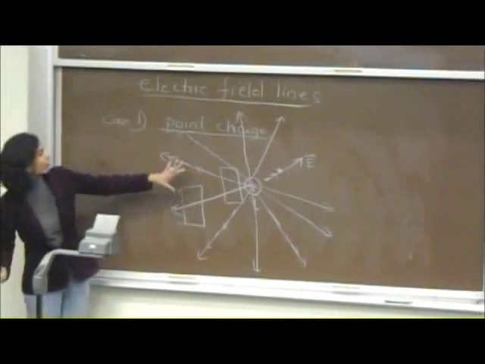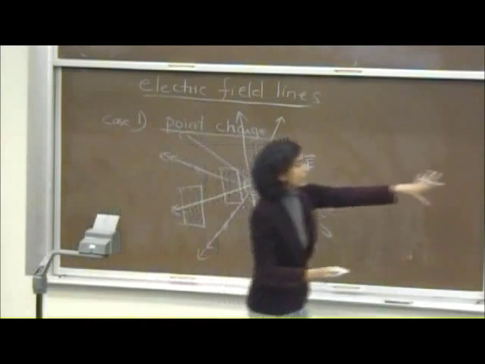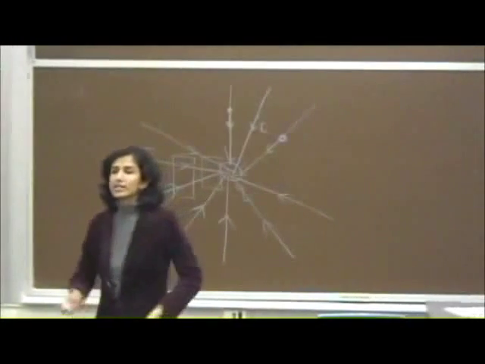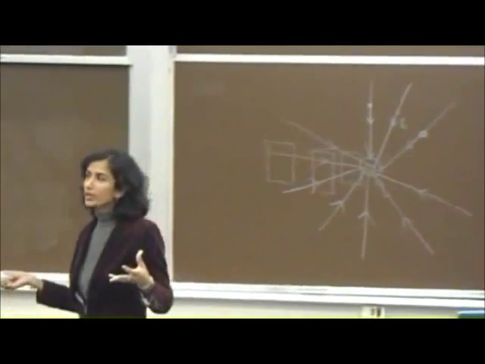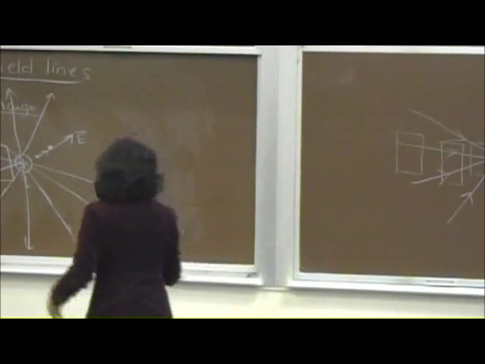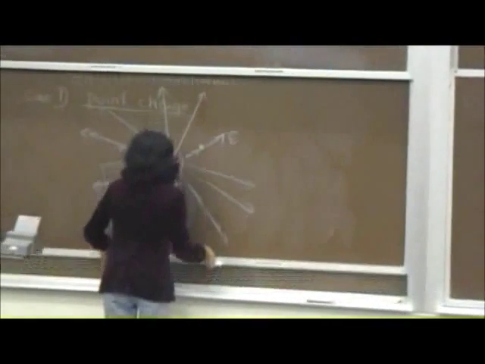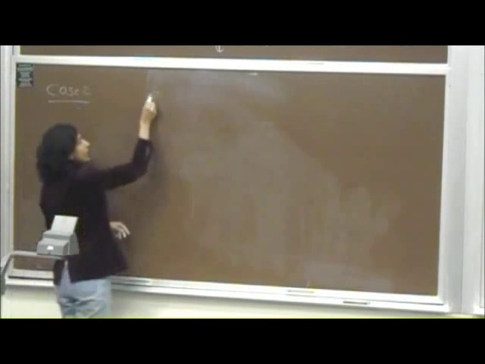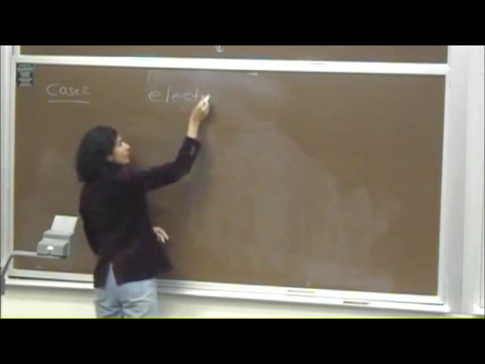Now, this is the electric field due to point charges. Electric field lines due to point charges. What about electric field due to several point charges? Let's look at a configuration that is called an electric dipole. So today we are going to focus a lot of time on this case, case 2, and this is called electric dipole.